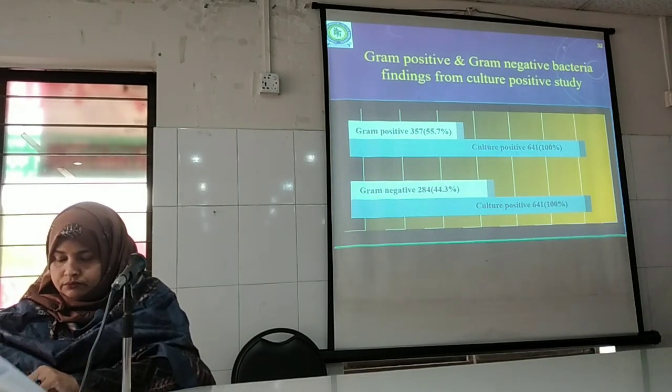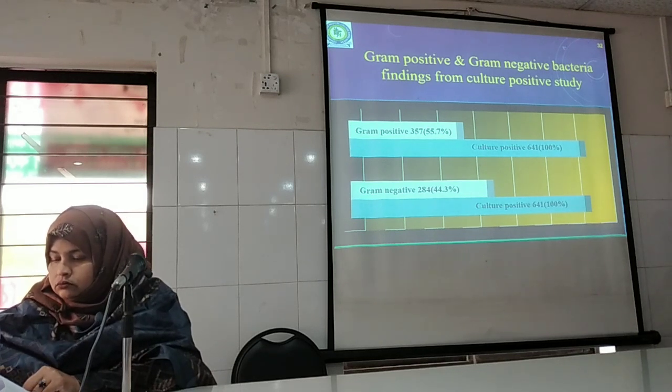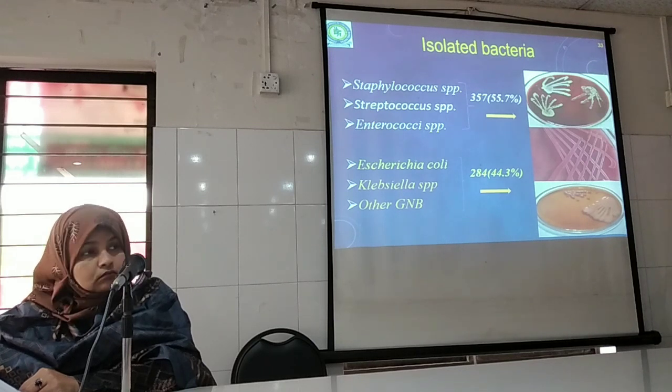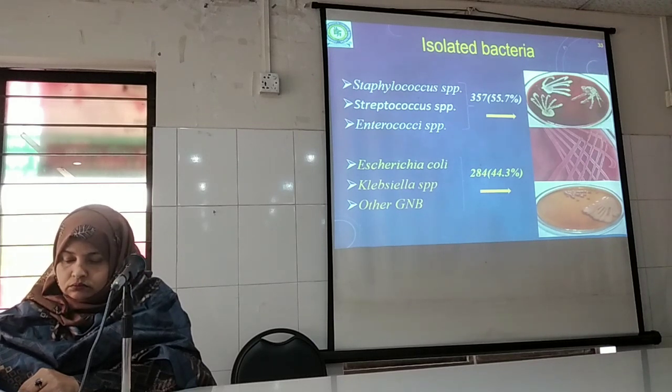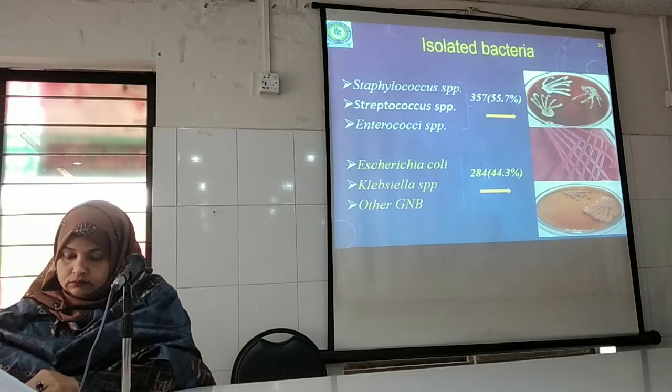Now, gram positive and gram negative bacteria findings from the culture positive study. Gram positive findings were 357 samples, which is 55.7%, and gram negative bacteria findings were 284, that is 44.3%. Isolated gram positive bacteria were Staphylococcus species, Streptococcus species, and Enterococcus species, comprising 55.7%. Gram negative were Escherichia coli, Klebsiella species, and others, comprising 44.3%.